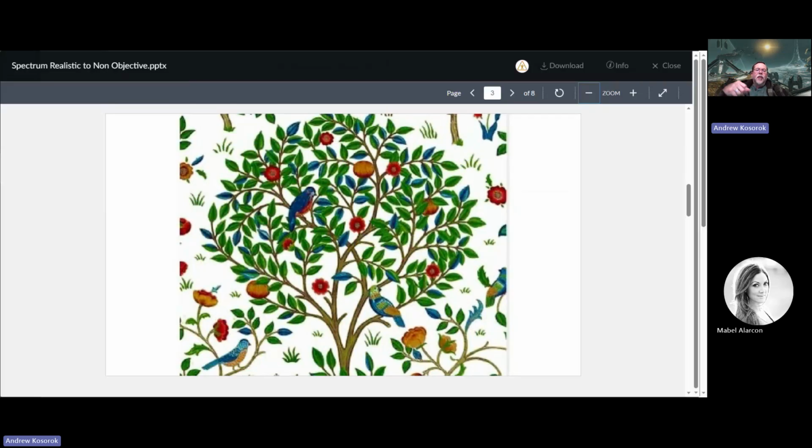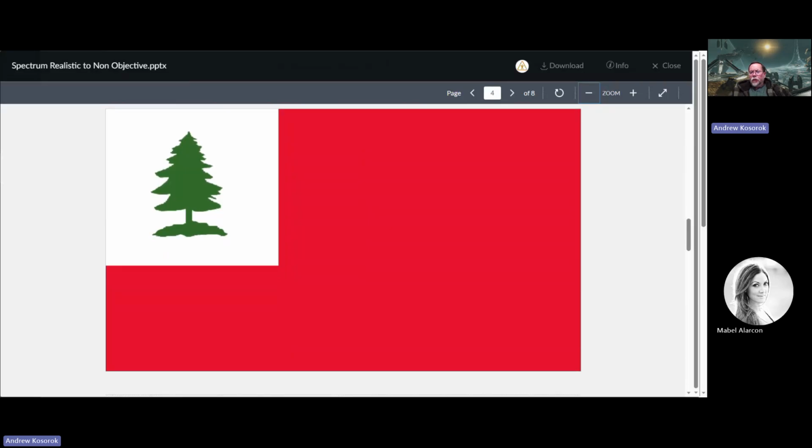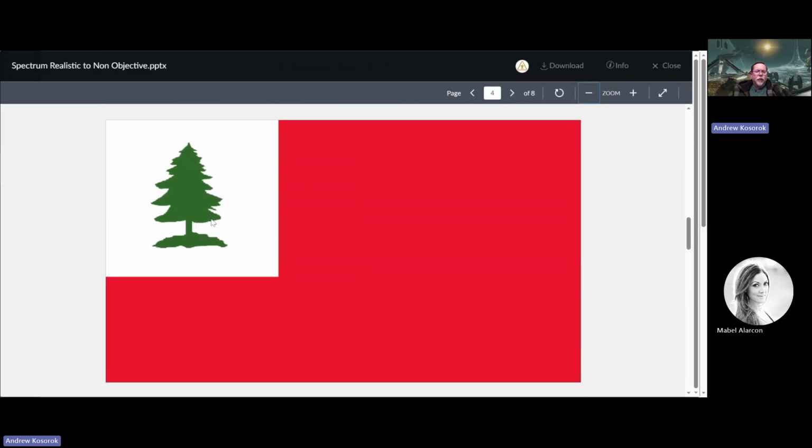But that's one of the reasons why we see this type of stylization, because it's an indicator that this story is to be read not as actual history necessarily, but as a story outside of time that everybody can access and learn something from. So anyway, that's the rationale behind the stylization. But here we have another depiction of a tree. This is the state flag of New Hampshire.